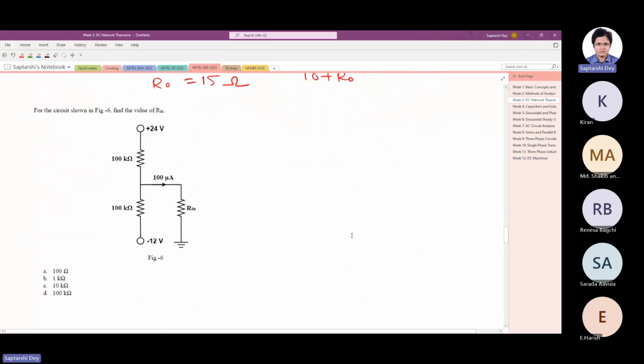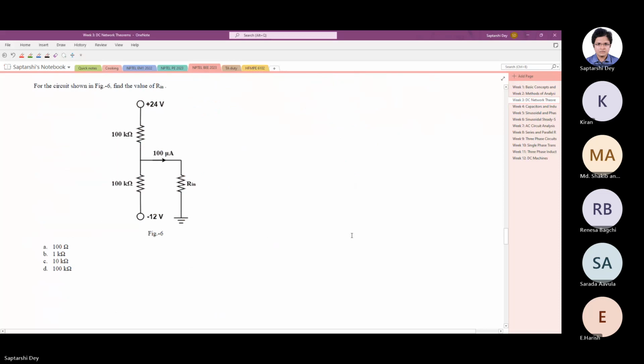All right, we'll go to the next question then. The circuit shown in figure 6, find the value of R in. This one we have to find out.